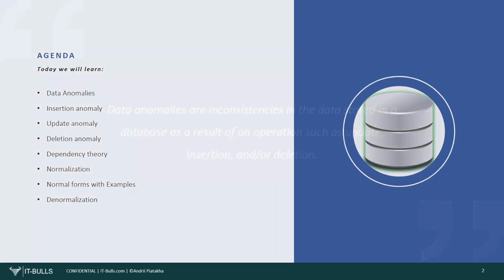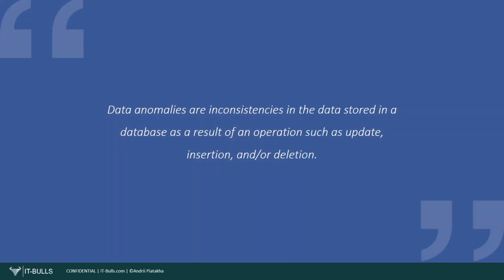Let's start our lesson. Before we even jump to the discussion of what normalization is, let's understand what problem we are going to address. Let me explain what data anomalies are. Data anomalies are inconsistencies in the data stored in a database as a result of an operation such as update, insertion, and/or deletion. Such inconsistencies may arise when we have a particular record stored in multiple locations and not all of the copies are updated.